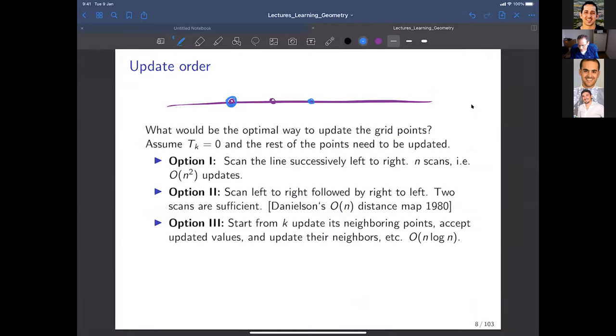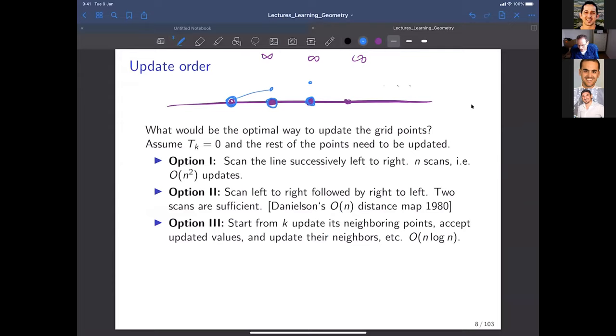Okay, so here I have infinity, infinity, infinity, infinity. And what happens if I now just update that point? If I would update only that point, I know exactly what is the distance. And now assume that I would update that point. If I update that point, I know exactly what is the distance, et cetera, et cetera.